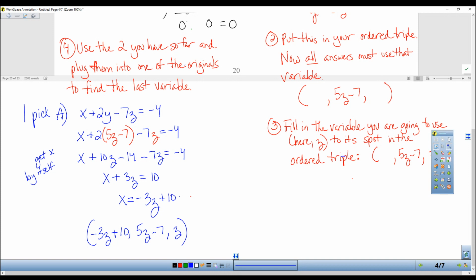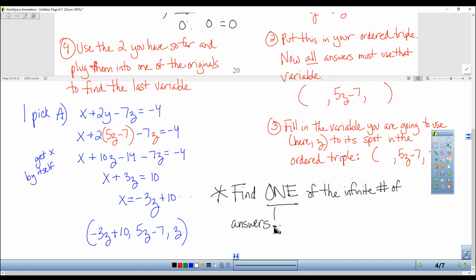Okay, I do want you to do one extra thing for me. I want you to find one of the infinite answers. One of the infinite number of answers. So you tell me that there's infinite solutions, then you better be able to give me one. So how do I get one? You just pick an ordered triple. Start with z, because that's the easy one. So I'm going to make z 2.